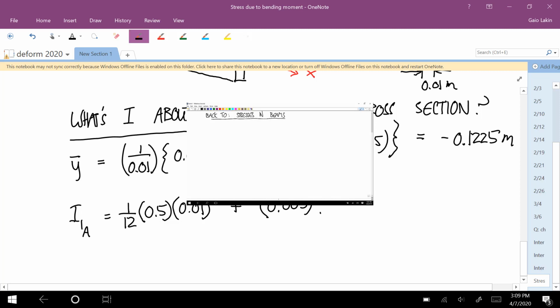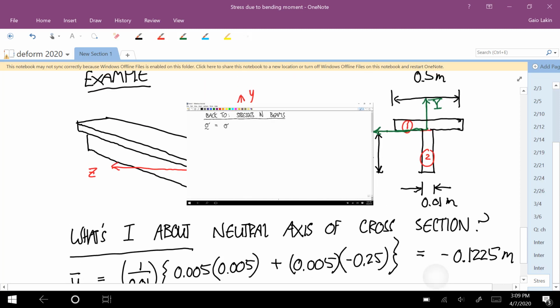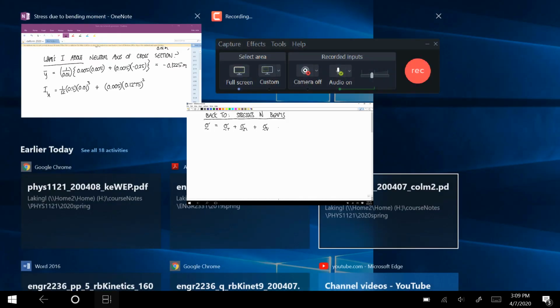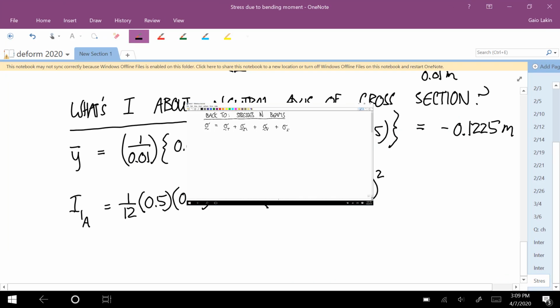And the idea is that the total stress tensor is going to be equal to the stress tensor due to tension compression, plus the stress tensor due to bending moment, plus the stress tensor due to shear force, plus the stress tensor due to torque. So far, we've only been talking about stresses due to tension compression and bending moment.